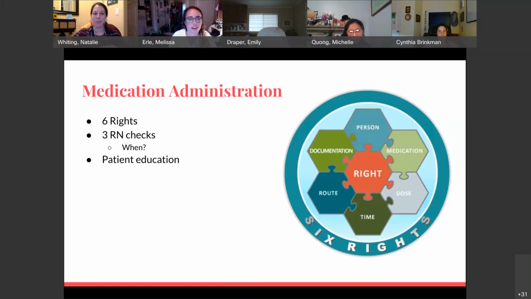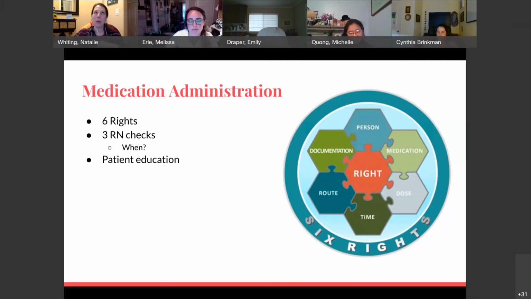So yeah, good job. Those are the 3 RN checks. I have a question. Dr. Botha really stressed her 10 rights. You think it's fair game that those are on there? Okay, if she stressed the 10 rights, know the 10 rights.